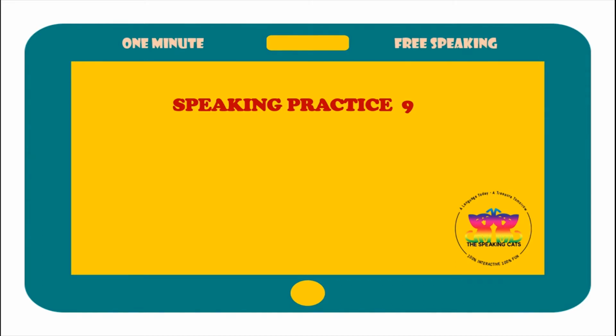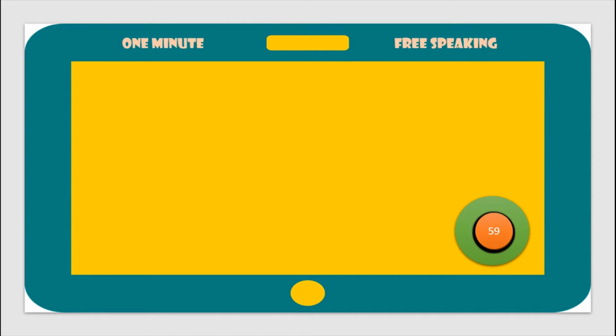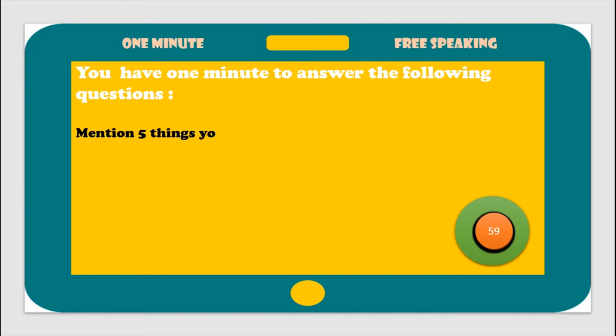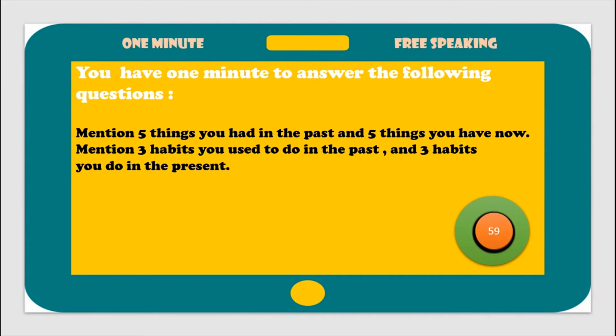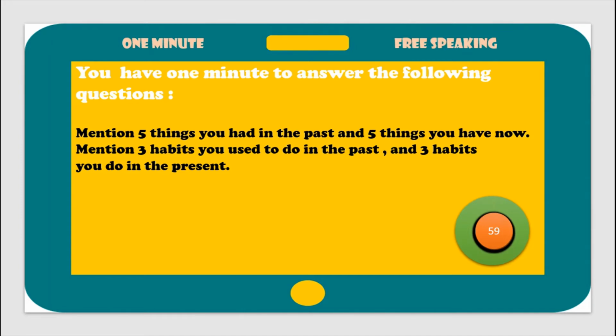Practice 9. Today's topic, personal belongings and habits. You have 1 minute to answer the following questions. Mention 5 things you had in the past and 5 things you have now. Mention 3 habits you used to do in the past and 3 habits you do in the present. Are you ready? Let's go.